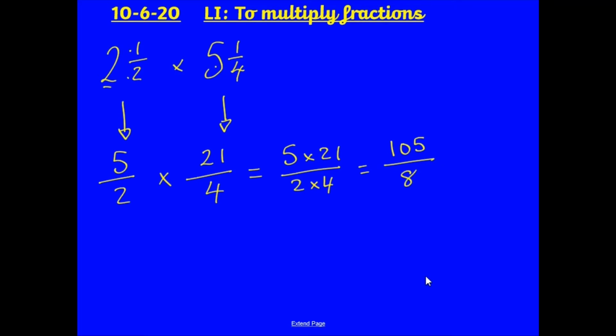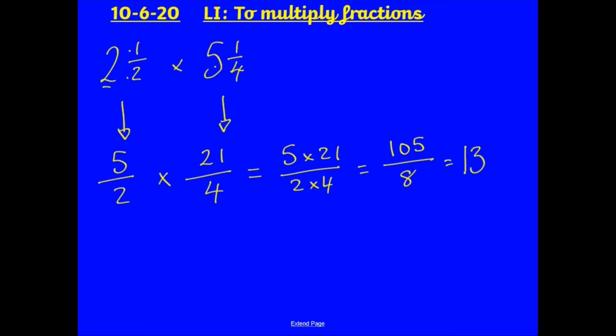Now comes the part where I've got to get my mixed number. You could break it down into stages if you wanted to. You could write out a bus stop method or any division method to work this out. How many times does 8 go into 105? Well, I know that 80 is 10 times. So 88 must be 11 times. 96 is 12 times. 13 would be 104. So it is 13.